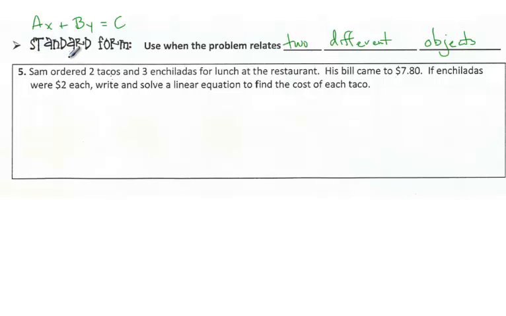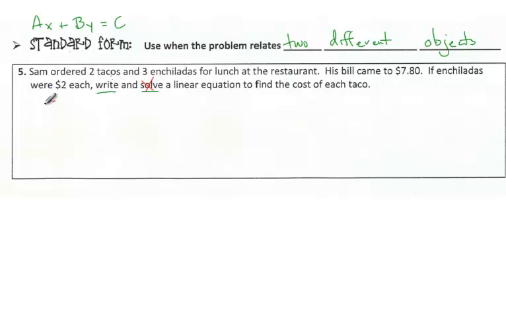For this problem, Sam ordered 2 tacos and 3 enchiladas for lunch at the restaurant. His bill came to $7.80. If enchiladas were $2 each, write and solve a linear equation to find the cost of each taco. So, again, I'm going to ignore the solve part for the time being, and I'm just going to focus on writing a linear equation. Technically, I could give my answer in standard form, slope-intercept form, or point-slope form. But because I have two different objects in this problem, it makes the most sense to use standard form.